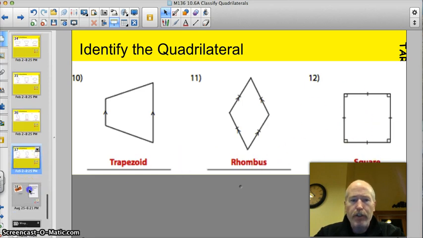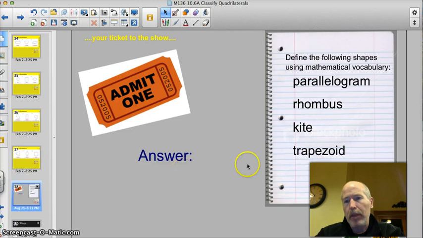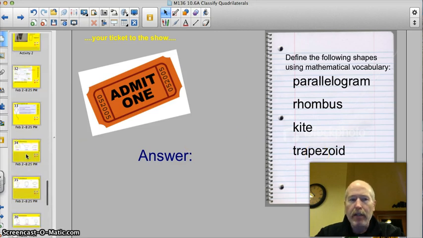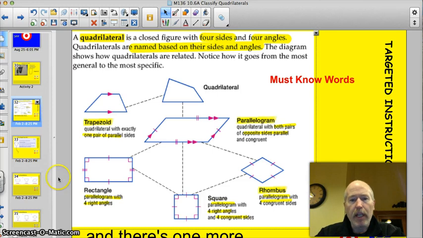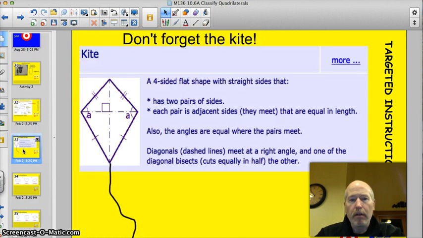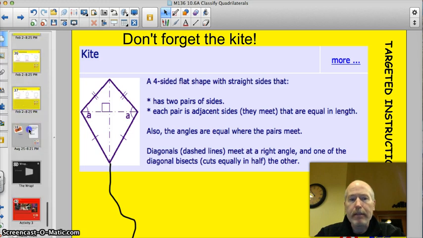All right, here's your ticket to the show. A little bit different ticket. I'm sorry, I'm going to make you work a little bit, but it was a short lesson. Please define these shapes using mathematical vocabulary: parallelogram, rhombus, kite, trapezoid. You might want to go back to this one here and take a look at it. I'll freeze here for a minute so you can pause it. Try to use some of those words, please.